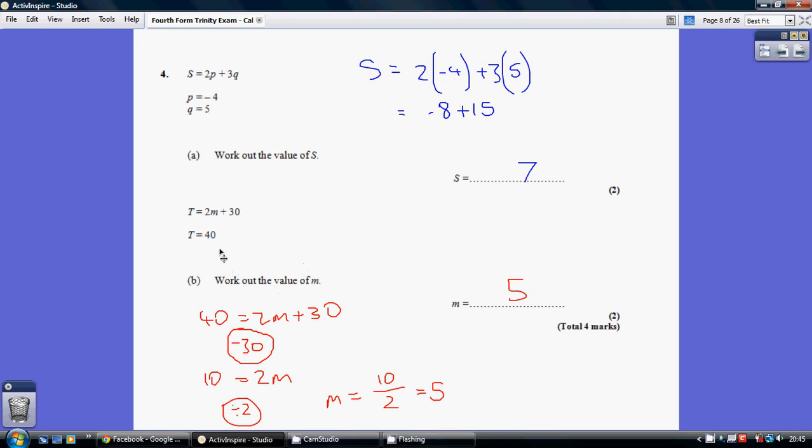Now for part B, they're telling us that T equals 40. So 40 equals 2m plus 30, so that's your starting point, and then we just need to do the appropriate algebra to get m on its own. So we need to take away 30 to undo this, and then we need to divide by 2 to undo this timesing by 2, so m is 10 divided by 2, which is 5.